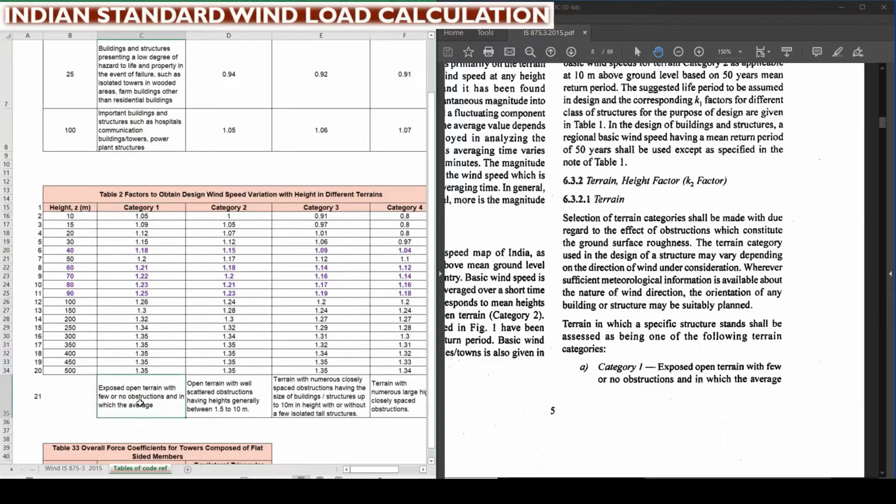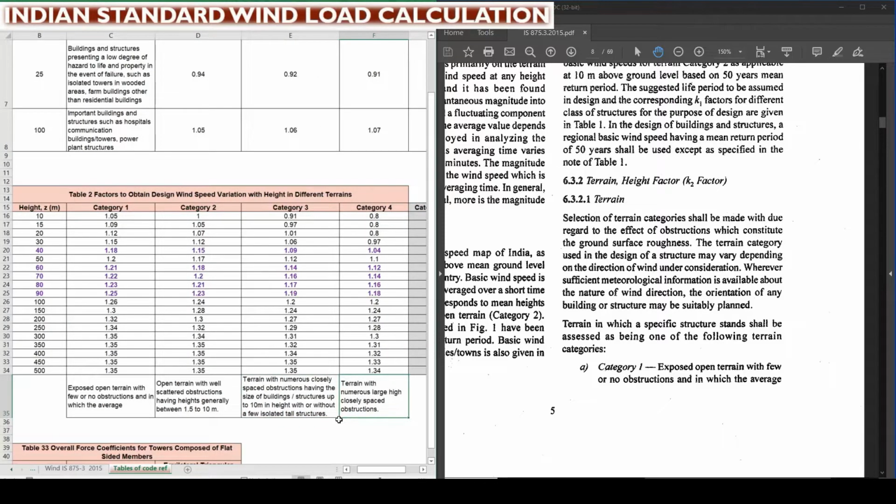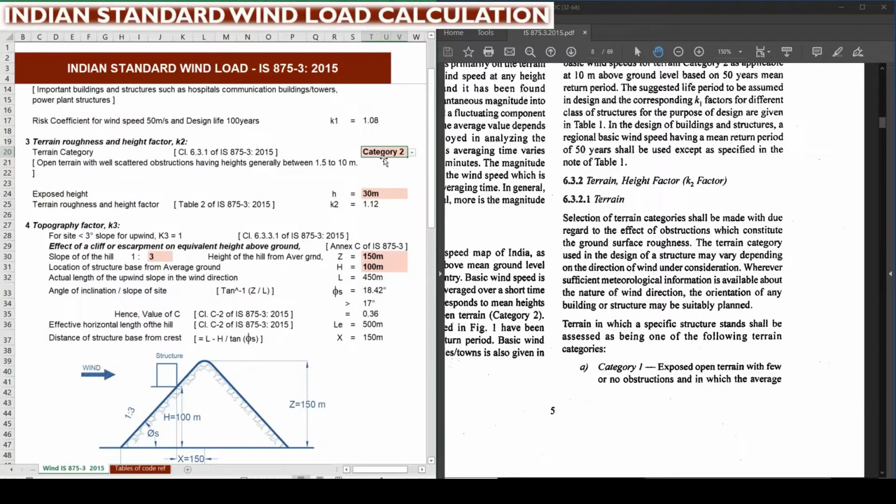So category 1 is exposed open terrain with few or no obstructions, in which the average heights are less than 1.5 meter. In category 2, the obstructions have a height range of 1.5 to 10 meter. In category 3, the obstructing structures have height more than 10 meter. And category 4 is a terrain with numerous large, high, closely spaced obstructions. Likewise, we have to define the category in this list. So we can consider category 2, that is open terrain with well scattered obstructions having heights generally between 1.5 to 10 meter.